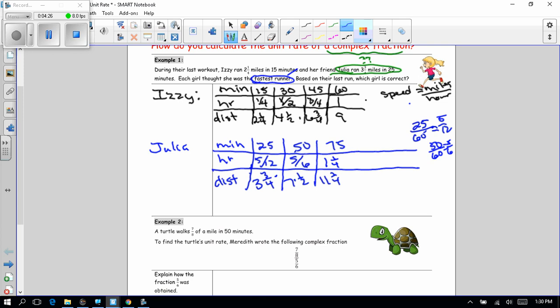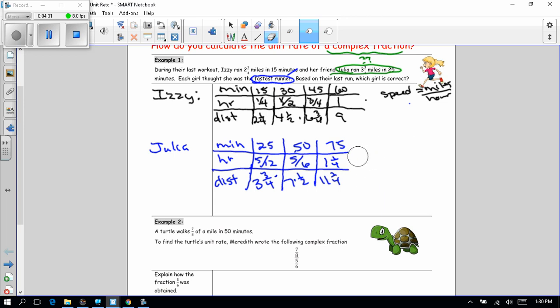So what I'm going to do is calculate the speed for both of these girls, and let's see if we can figure out who is running faster here. All right, so let's work with Izzy. She went 9 miles in 1 hour. We got that straight from here. That is her speed. She is a pretty fast runner. The question is, how fast is Julia? Is she faster or slower?